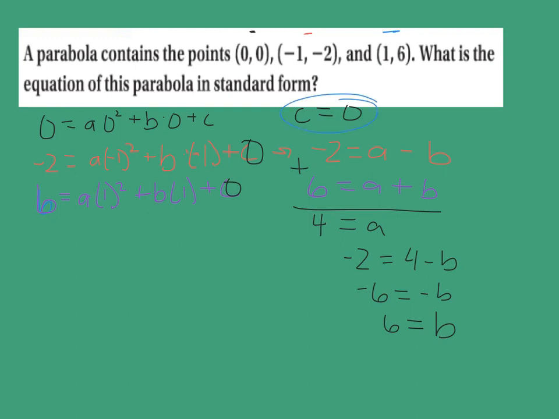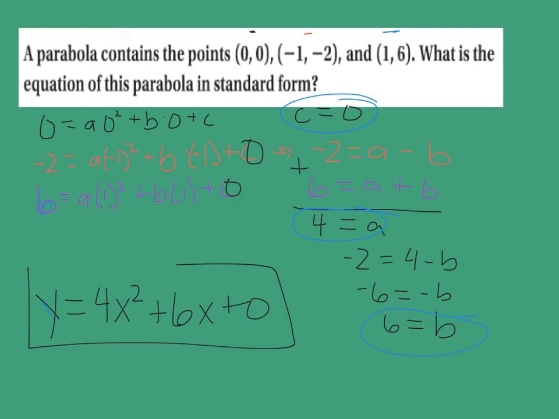I have the c, I have a, and I have b. So when I'm writing my final equation, y will be equal to a is 4, so it would be 4x squared. B is 6, so I'm going to have plus 6x. And c is 0. You could write 0, or you could just leave it. It doesn't really matter. So this would be my answer.